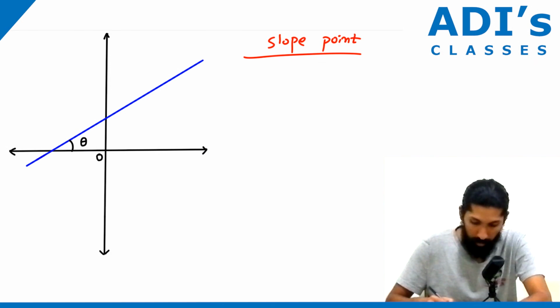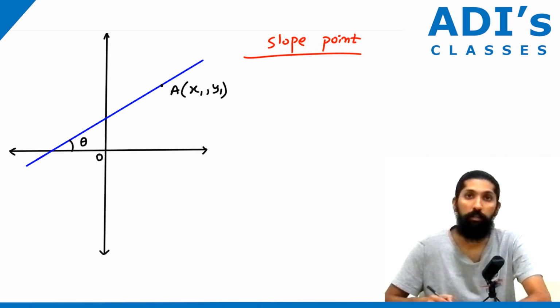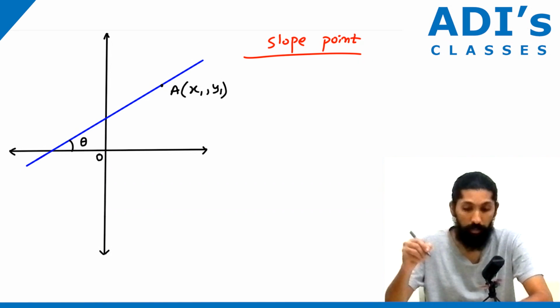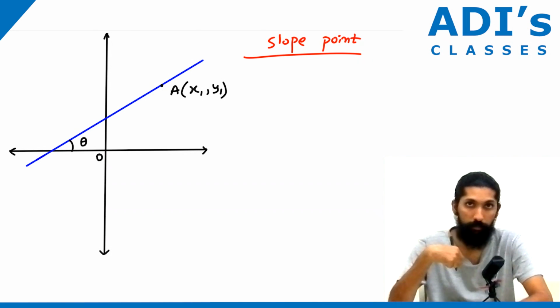Now in this, suppose we have some point here, A, which is, let's assume, x1 comma y1. Fair enough? Now in this case, we need to understand what the equation of the line is with the help of the slope and also with the help of the point, correct?